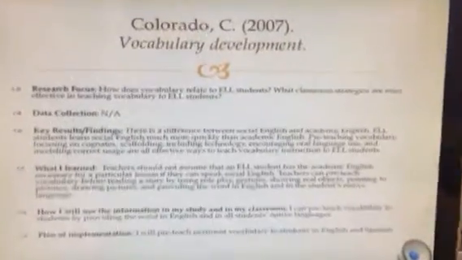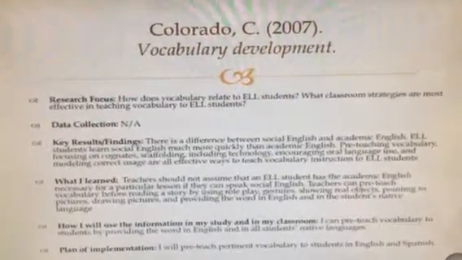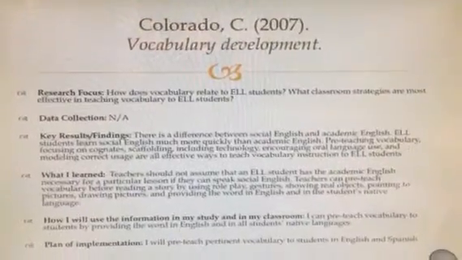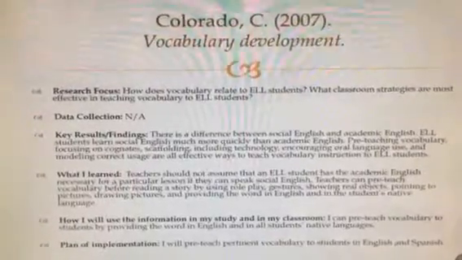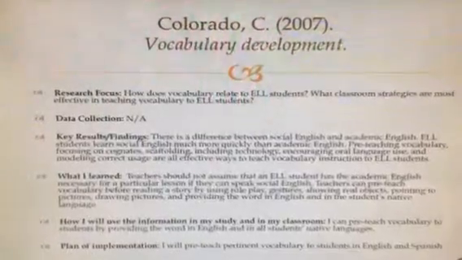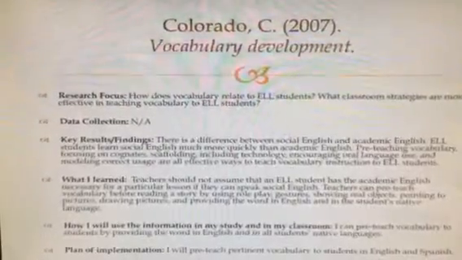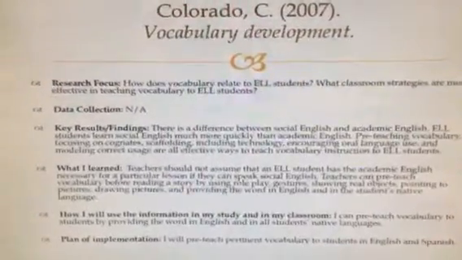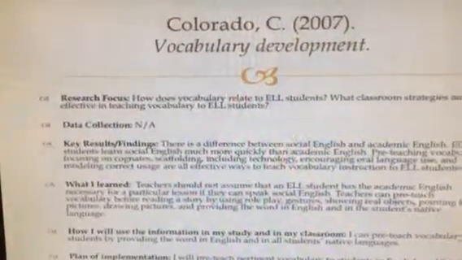I learned that teachers should not assume that an ELL student has the academic English necessary for a particular lesson if they can speak social English. Teachers can pre-teach vocabulary before reading a story by using role play, gestures, showing real objects, pointing to pictures, drawing pictures, and providing the word in English and in the student's native language. I can use this information in my classroom by pre-teaching vocabulary to students by providing the word in English and in all students' native languages. In my plan of implementation, I will pre-teach pertinent vocabulary to students in English as well as Spanish.